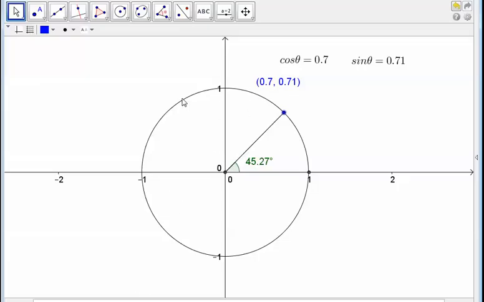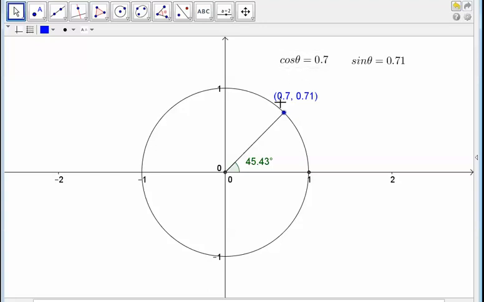Just to prove that, here's a bit of software, GeoGebra. It's going to work out various things for me really quickly. At the moment, it's telling me what this coordinate is: 0.7 along and 0.71 up.